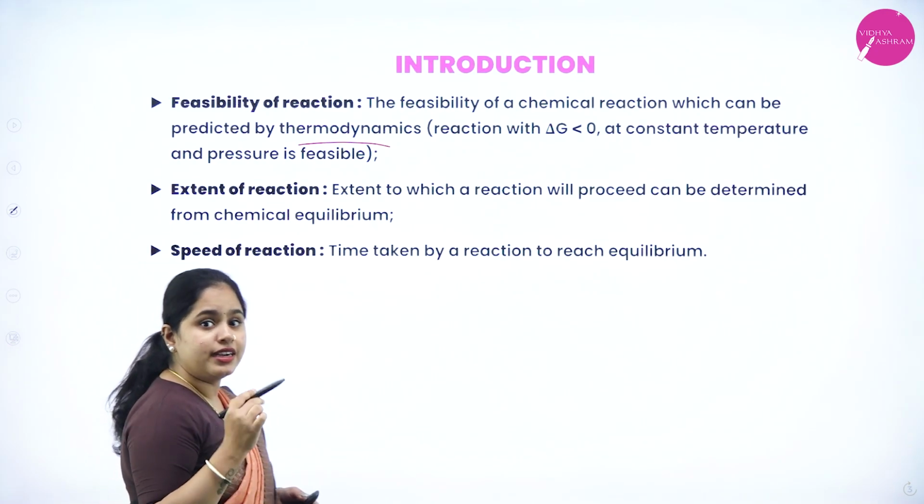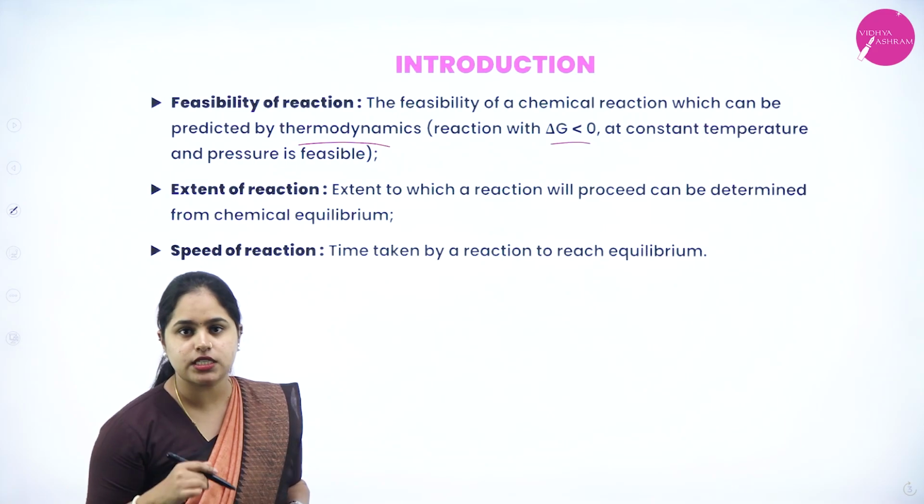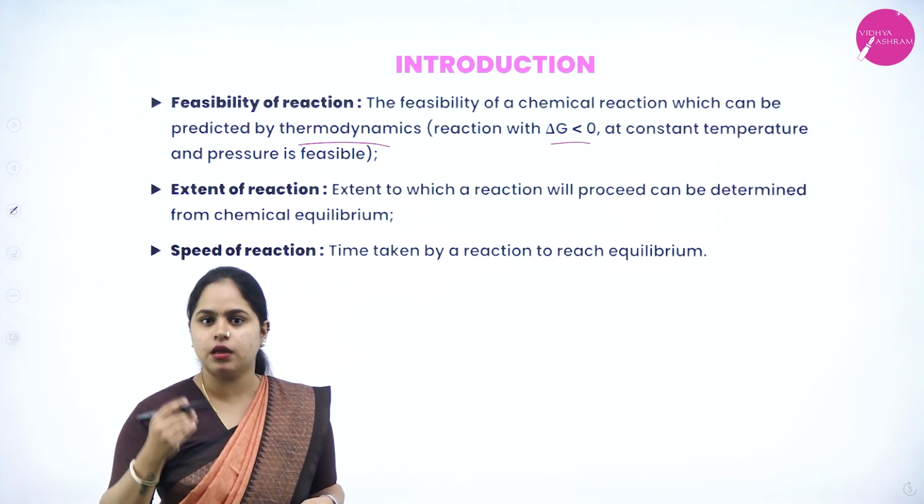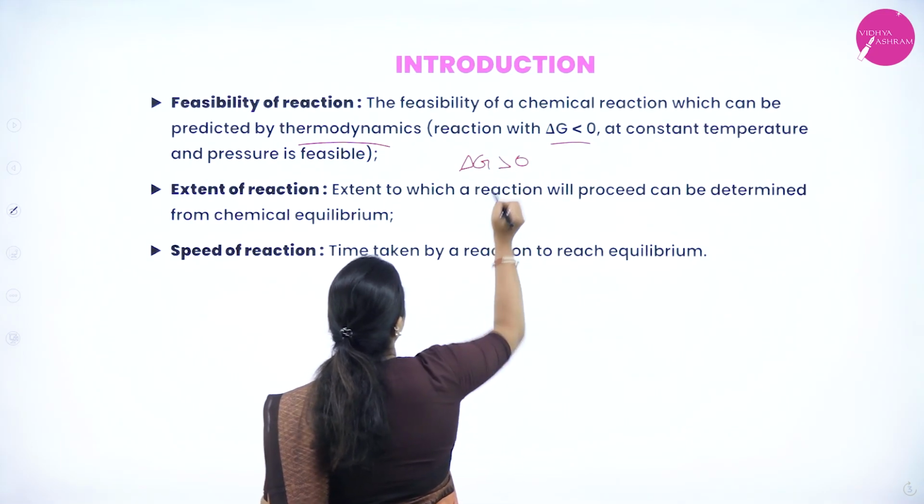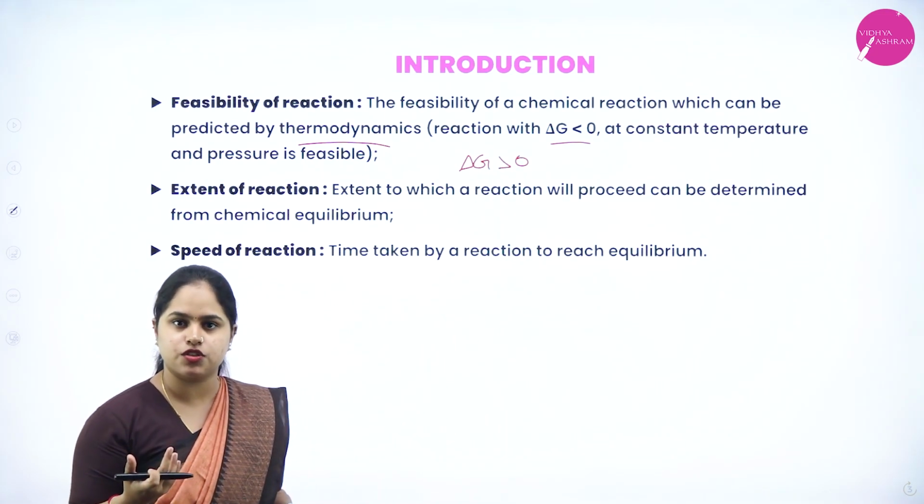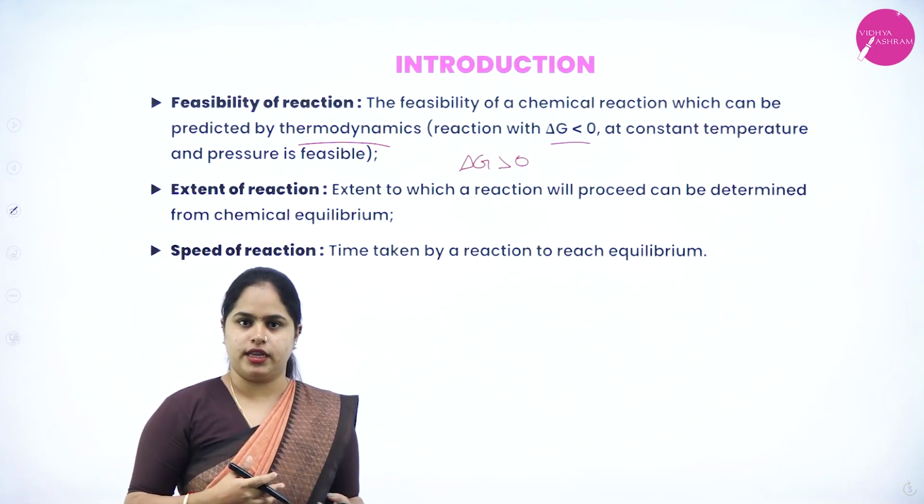When delta G value is less than 0, we can say that the reaction is feasible. That is, the reaction can take place. And when the delta G value is greater than 0, the reaction is not feasible. That means the reaction does not take place. So that can be determined using the thermodynamics branch.